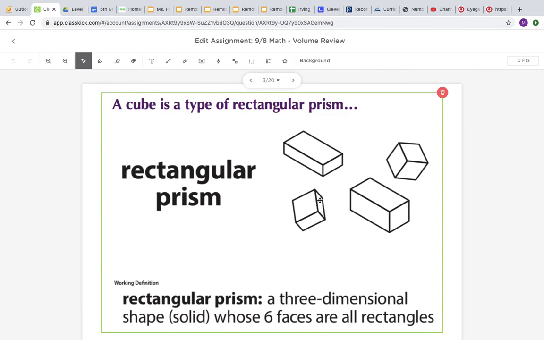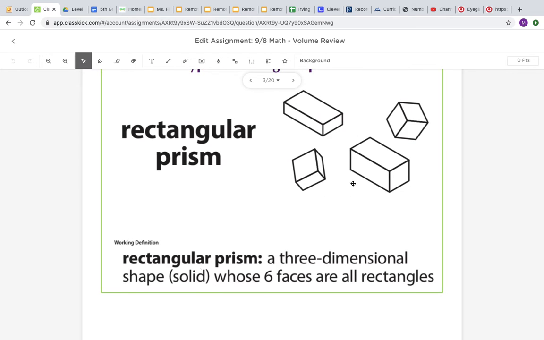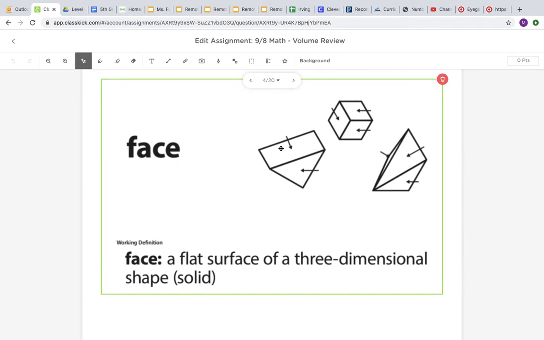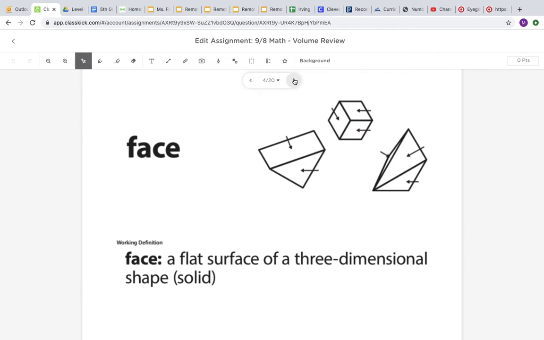A cube is a type of rectangular prism. A rectangular prism has 6 faces that are all rectangles. Well, what is a face? A face is a flat surface of a 3D shape, just like where all these arrows are pointing.